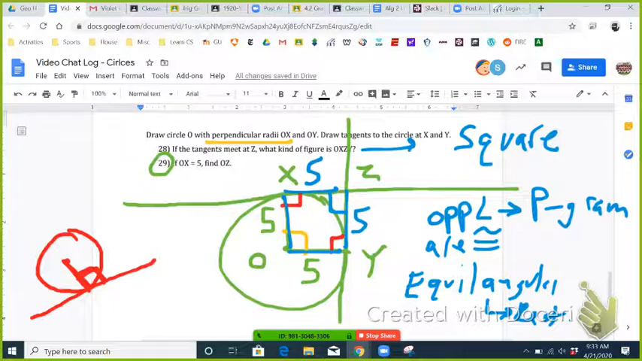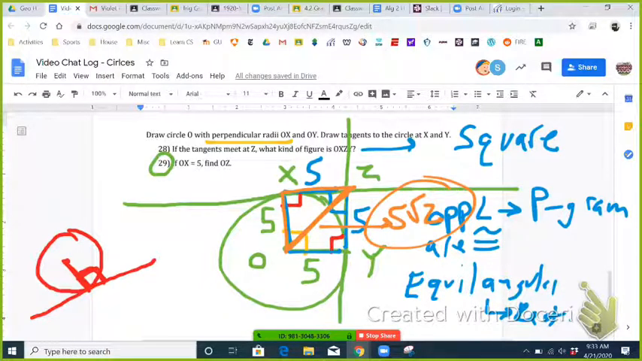So, if OX is 5, then OZ would have to be 5 root 2, because by connecting O and Z, that's not a radius, that's the hypotenuse of an isosceles right triangle. So it's just root 2 times the leg, so that's going to be 5 root 2. So that's the answer for number 29, 5 root 2.